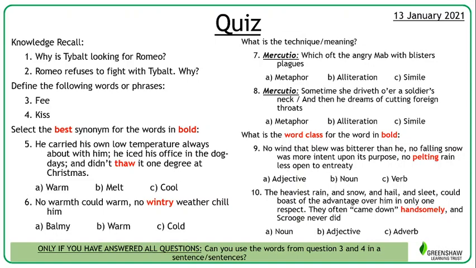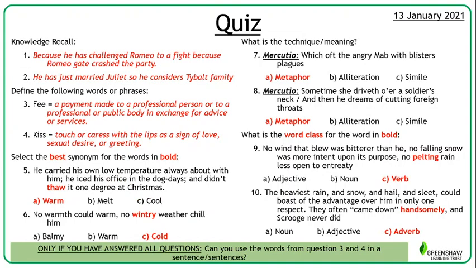Okay, so answers. Number 1. Tybalt is looking for Romeo because he has challenged Romeo to a fight because Romeo gatecrashed the party. He believes that Romeo went to the party basically to mock the Capulets. He's a very proud and quite aggressive character, Tybalt, and he challenges Romeo to a fight. So the reason he's looking for Romeo is because he wants to fight him.